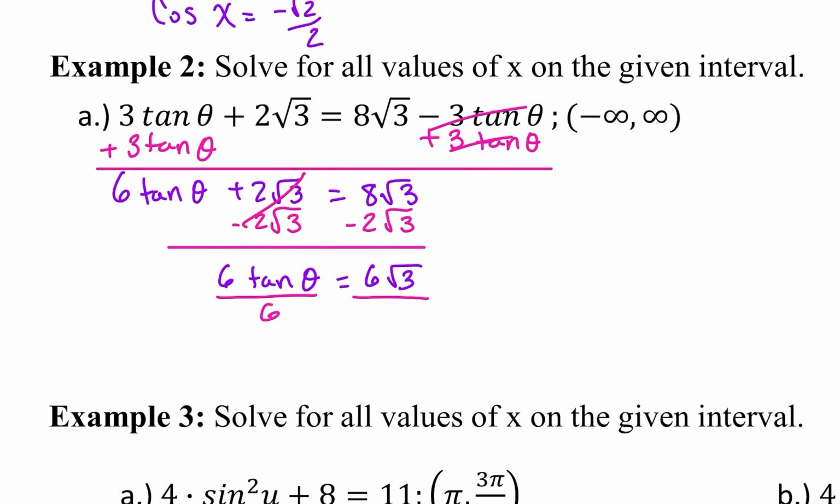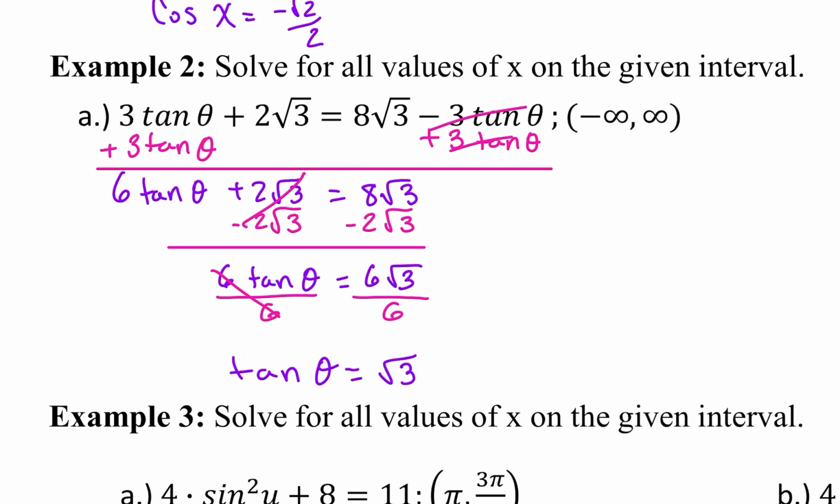Our last step in getting it by itself is dividing both sides by 6. Those 6's cancel, and it's going to cause the other 6's to cancel as well. So this becomes 6 square root of 3 over 6. The 6's go away, and it just becomes tangent equals the square root of 3. So again, asking ourselves, when does tangent give us the square root of 3 as an answer?